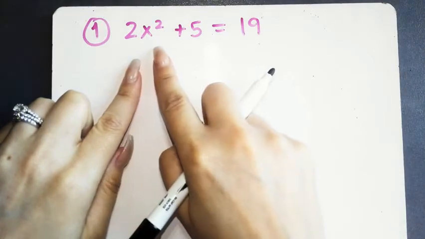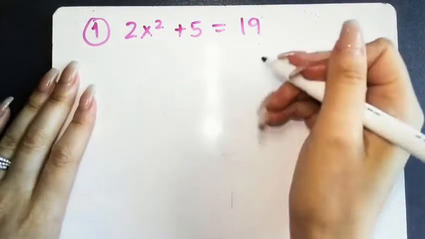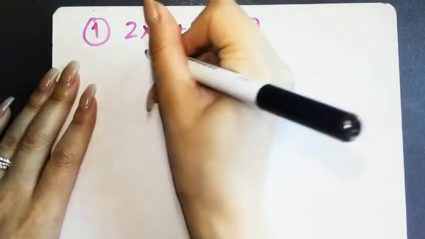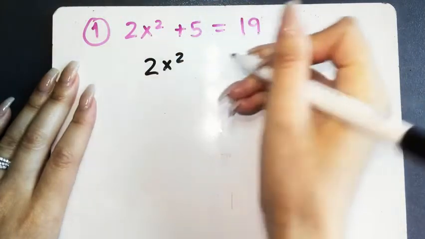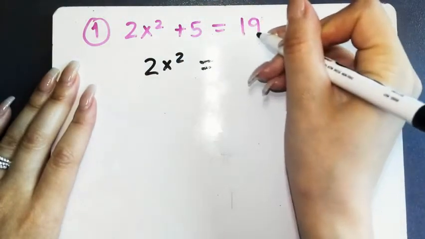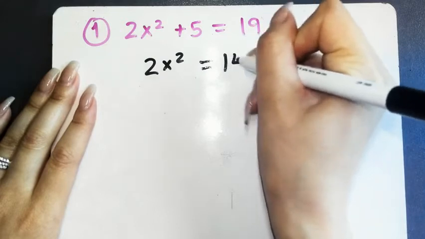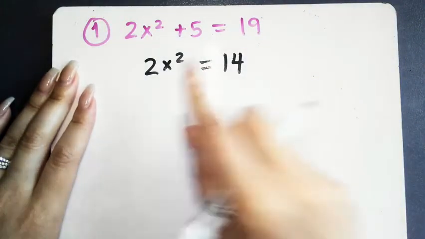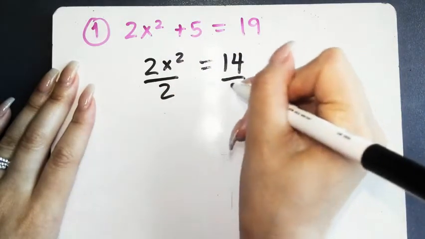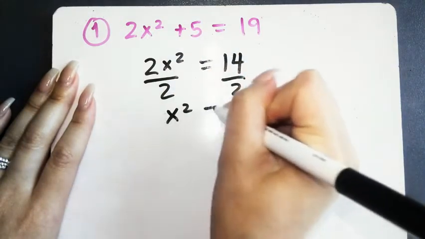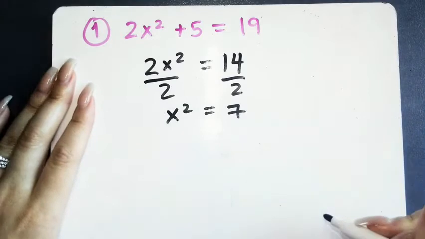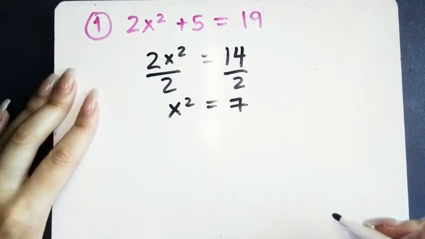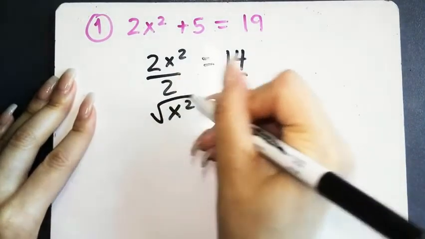you want to leave whatever is squared alone. So I'm going to move the 5 to the other side, making it negative. So you have 2x squared equals 19 minus 5, which is 14. After that, since your goal is to leave the x squared by itself, you divide by 2 on both sides, having x squared equals 7. After that, you are going to apply the square root to both sides.